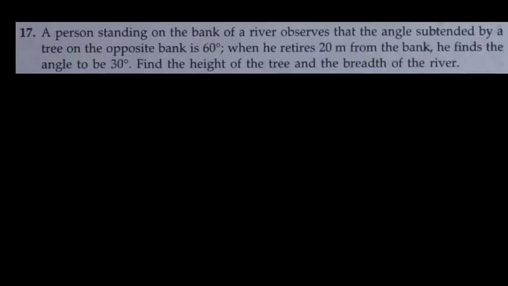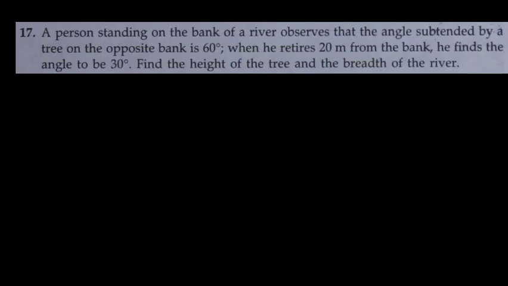Now this 17th question is: a person standing on the bank of a river observes that the angle subtended by the tree on the opposite bank is 60 degree. When he retires 20 meters from the bank, he finds that angle to be 30 degree. Find the height of the tree and breadth of the river. So now two unknowns are there.